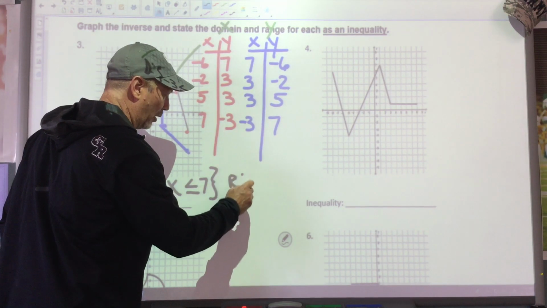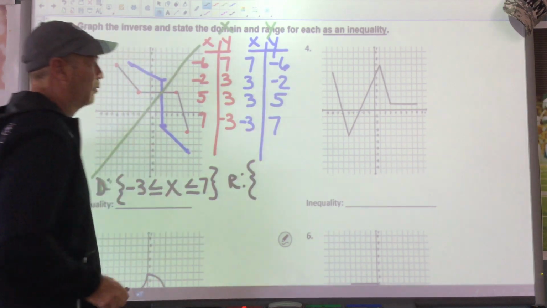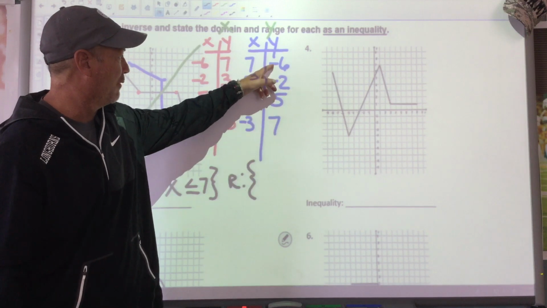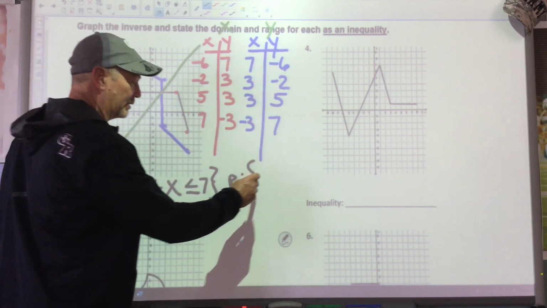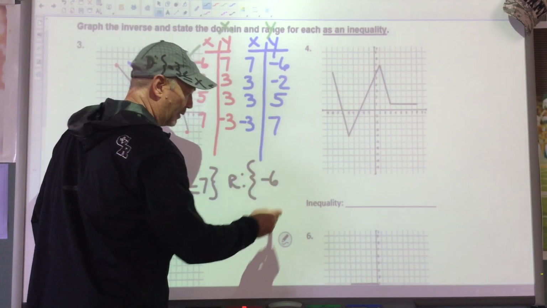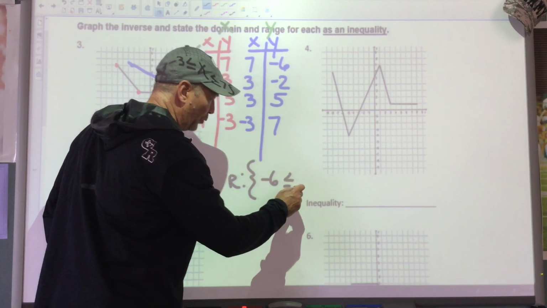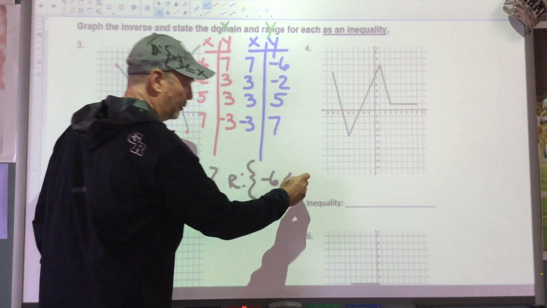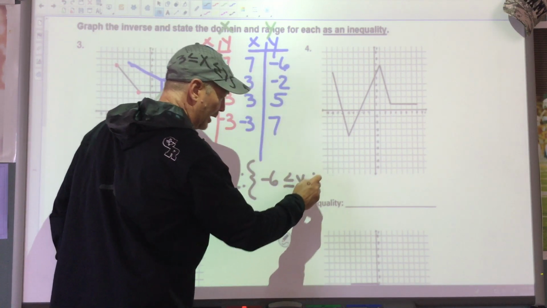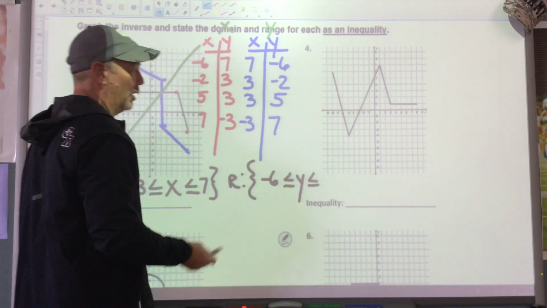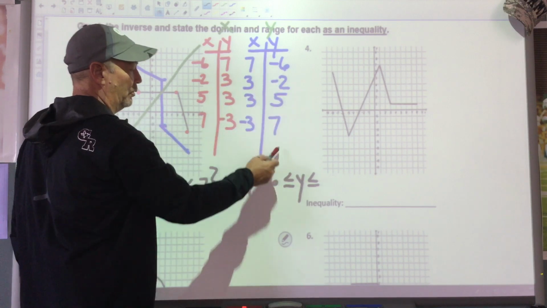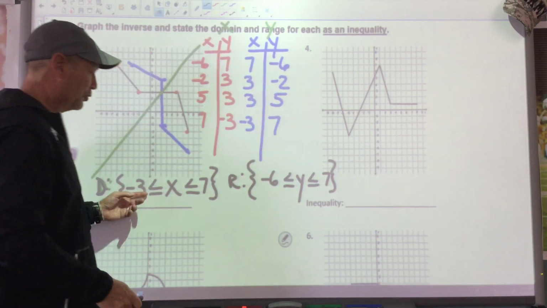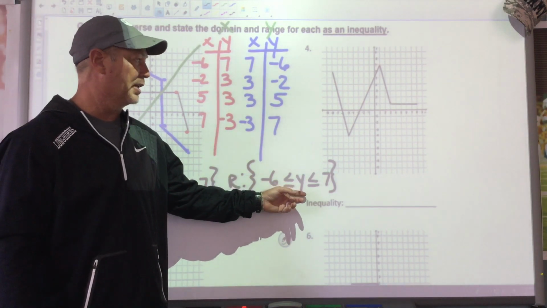My range as an inequality. Well, go to your y values. What's your smallest y value? Negative 6. Less than or equal to. Remember, my range is my y values. Less than or equal to. What is your biggest y value? 7. There is your domain and your range as an inequality.